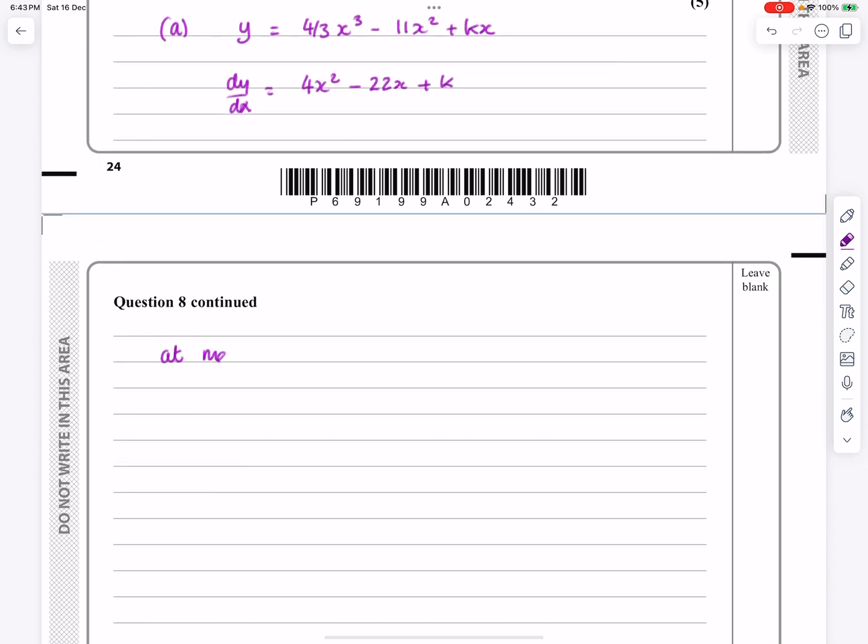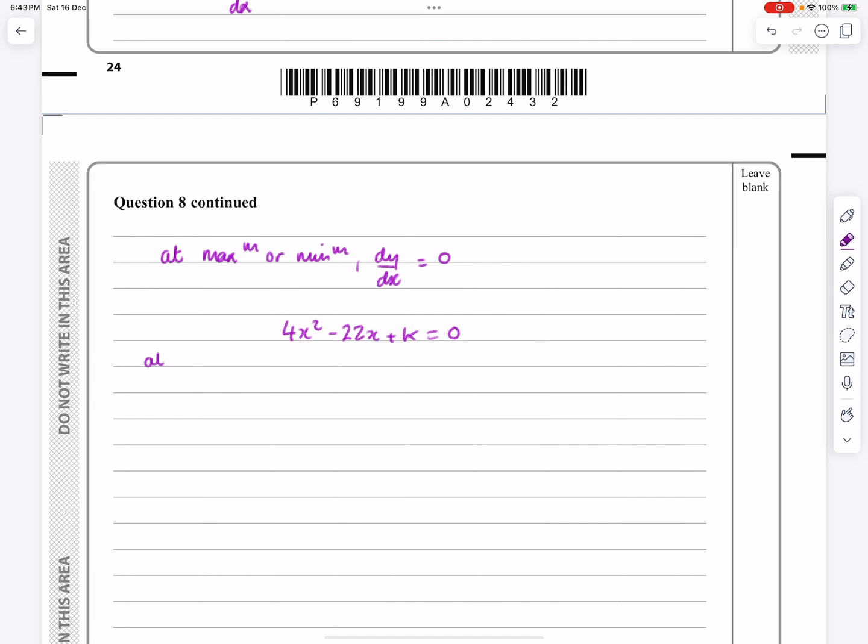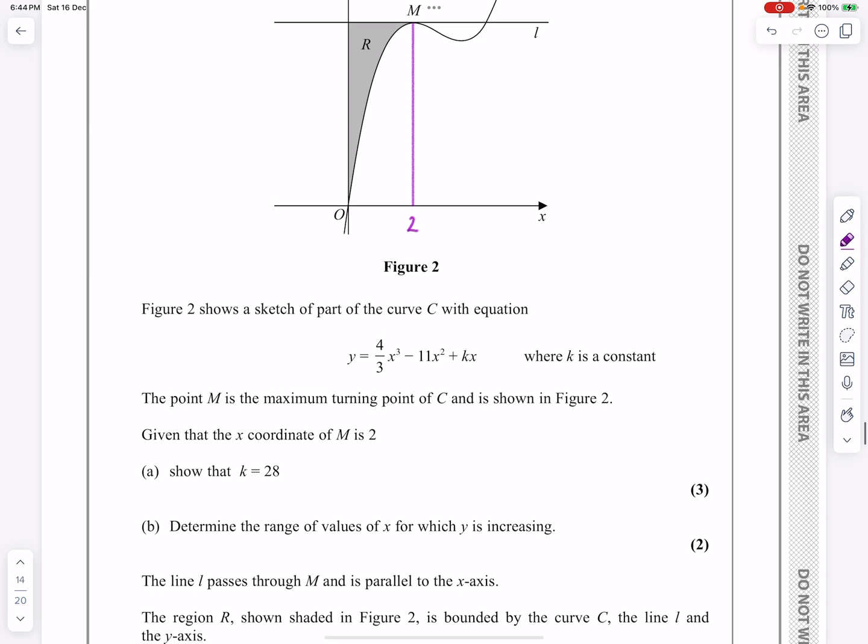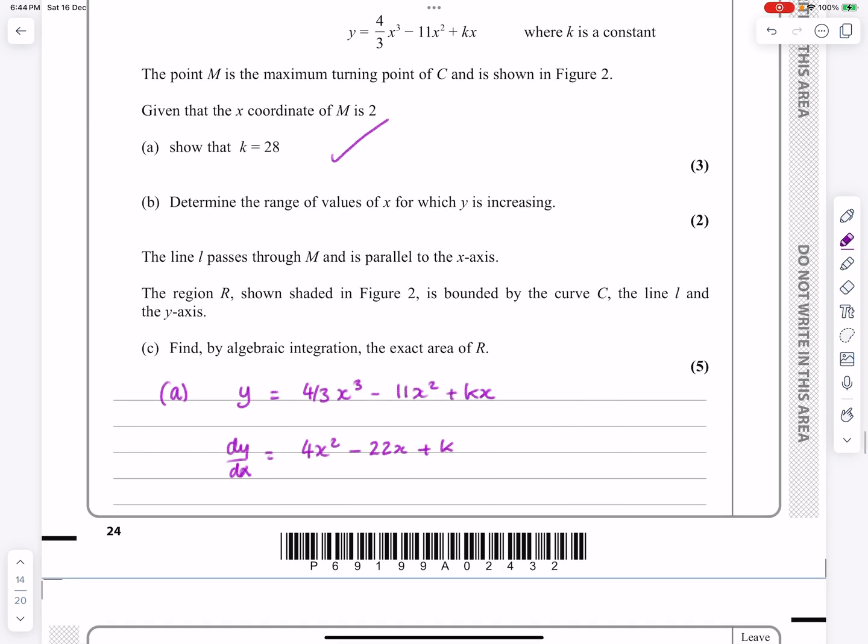And if I know a maximum or minimum point or turning point, any of those, I always write this down, it reminds me, if nothing else, dy by dx is equal to 0. So that means 4x squared minus 22x plus k is equal to 0. And then they've said in the question that this happens at x equals 2. So at x equals 2, I'm then going to get 4 lots of 2 squared minus 22 lots of 2 plus k equals 0. And if you rearrange that, we get 16 minus 44 plus k equals 0. So k works out to be equal to 28. And that was the original part, was to show that k is equal to 28. Okay, so I've done that part.